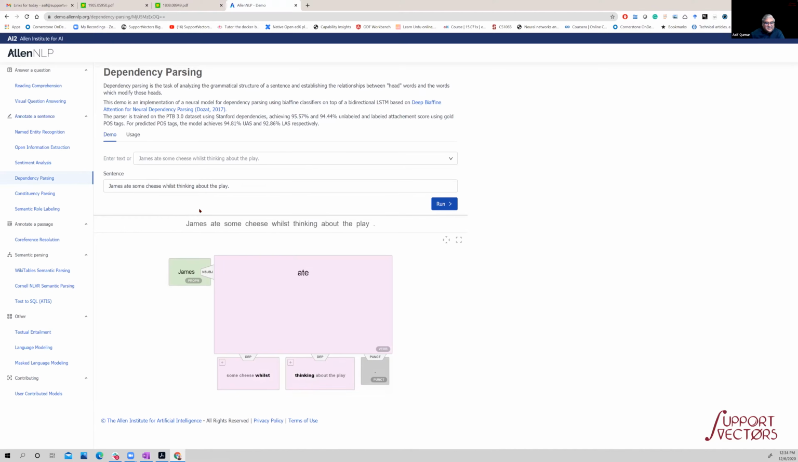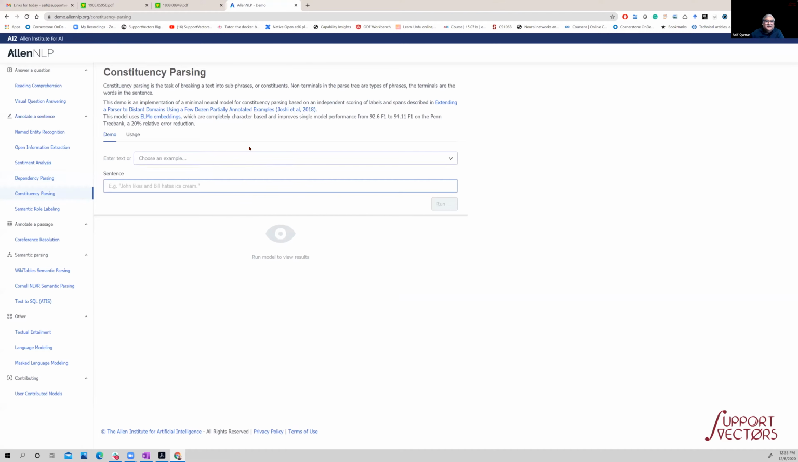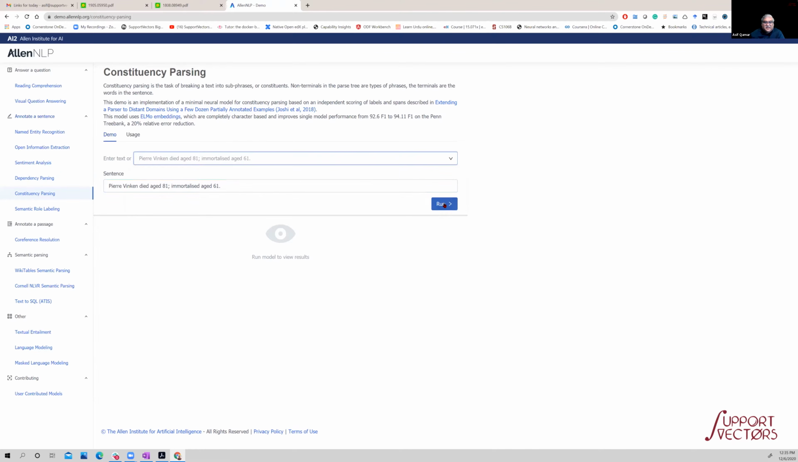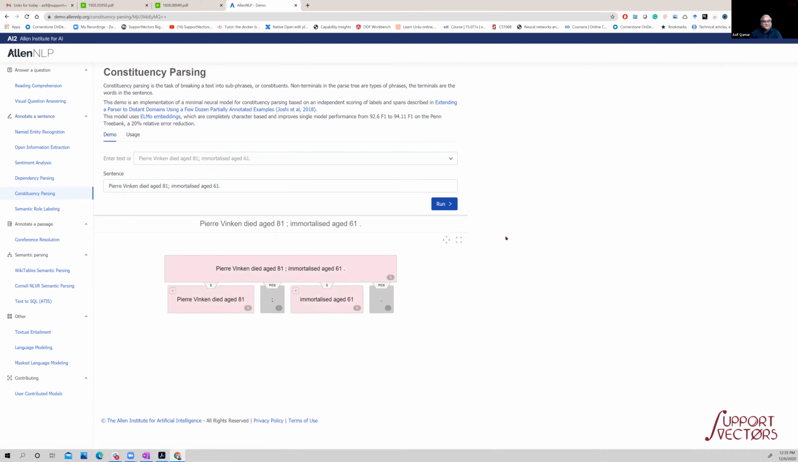So you can look at this. This is your dependency parsing and so forth. Now we are used to a more Spacey kind of diagram, so I won't go into that. There is something called constituent parsing. This is different. Let me explain it with an example. Let's take this first one and run it.